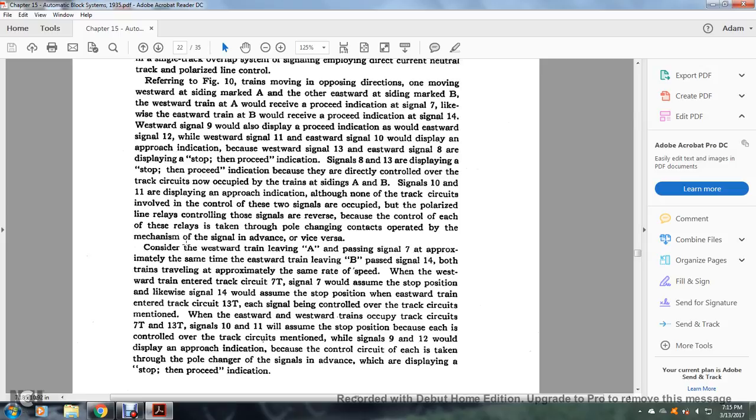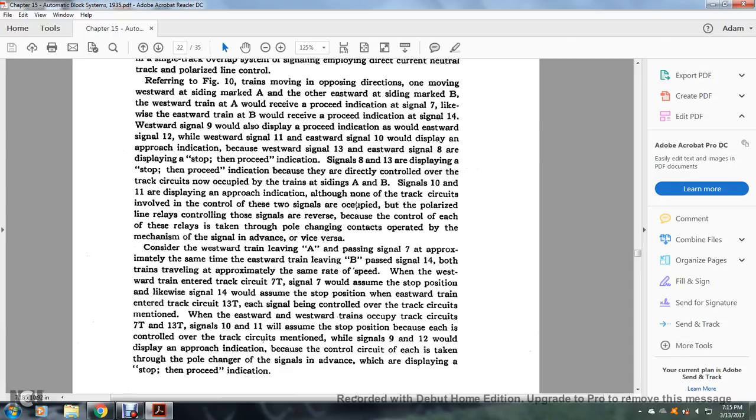Westward signal 11 and eastward signal 10 will display an approach indication because westward signal 13 and eastward signal 8 are displayed at stop-then-proceed. Signals 8 and 13 display stop-then-proceed because they are directly controlled over the track circuits not occupied by the trains at sidings A and B. Signals 10 and 11 display an approach indication, although none of their track circuits are involved.